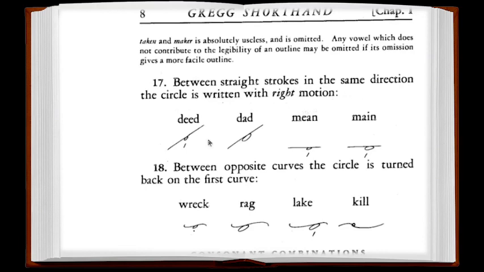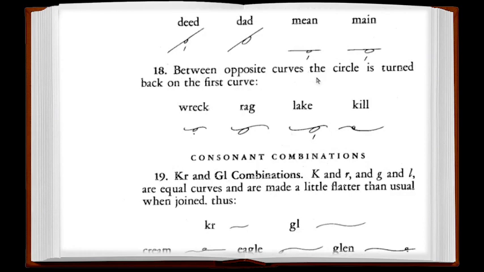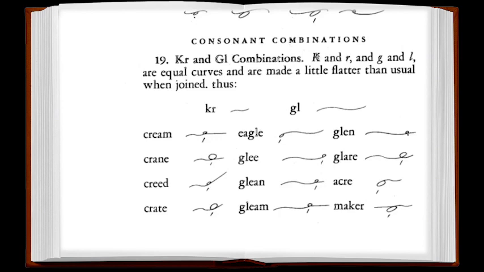That's clockwise. Let's look at these. Deed, dad, mean, main. Between opposite curves, the circle is turned back on the first curve. Wreck, rag, lake, kill. Consonant combinations.